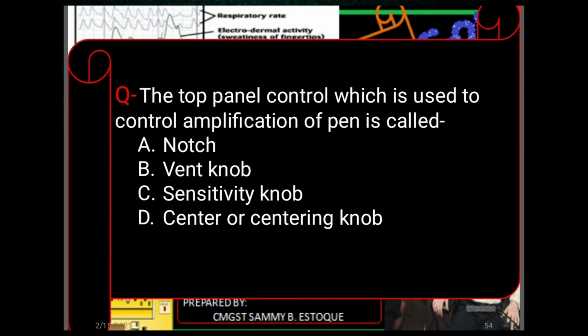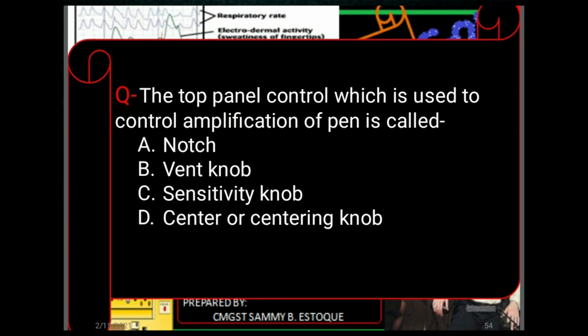The top panel control, which is caused to control amplification of pen, is called blank. Letter A, notch. Letter B, vent knob. Charlie, sensitivity knob. And delta, centering knob. Okay? So, meron pong mga important top panel controls, ladies and gentlemen, in polygraph instrument, especially yung pong analog polygraph instrument. Okay? Yung pong mga makaluma, syempre, hindi ba computerized.